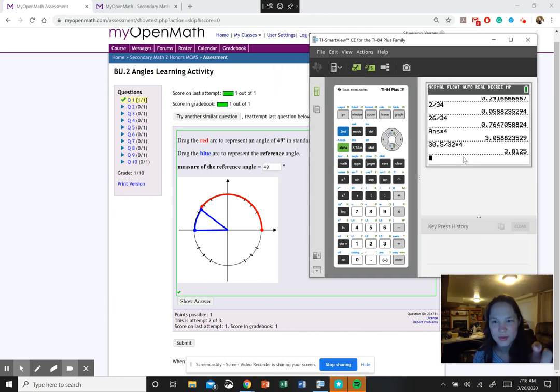All right. So here's my screen. Here's my calculator. Yours looks different because you don't have the teacher calculator. This is the teacher calculator, so it's easier to see my window. Does that make sense? All right.